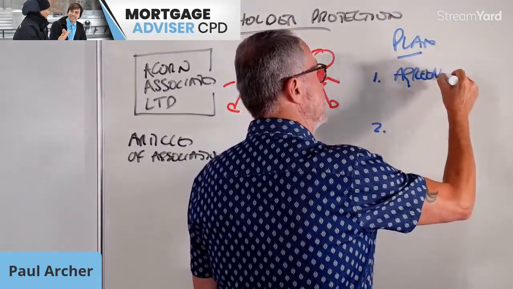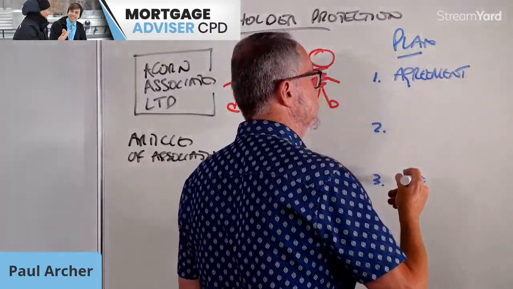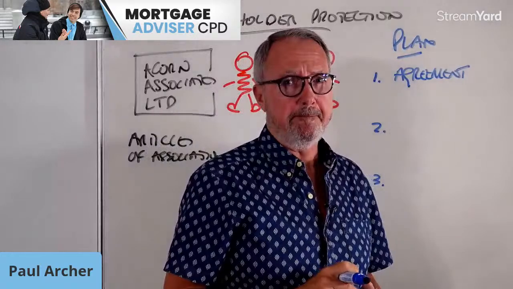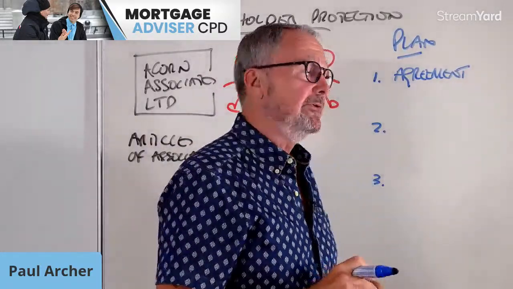So check it out, have a chat, find out what the agreement is to see where shares go and how they can be bought back. What's the law on that one? Number 2 is to provide some insurance.